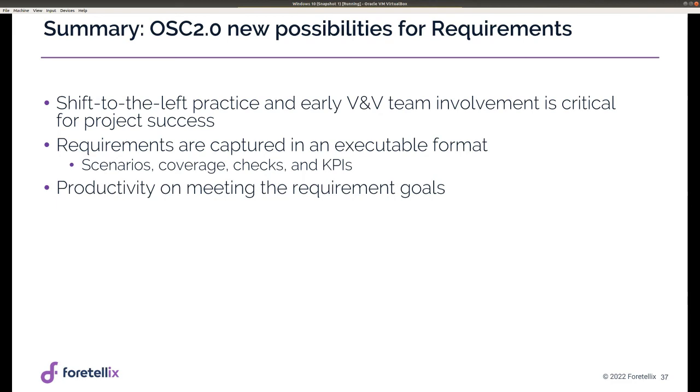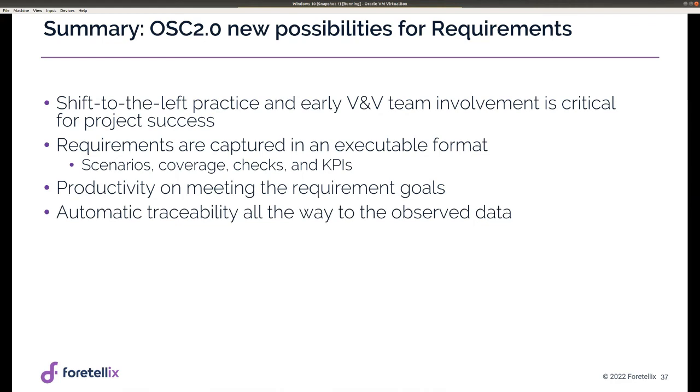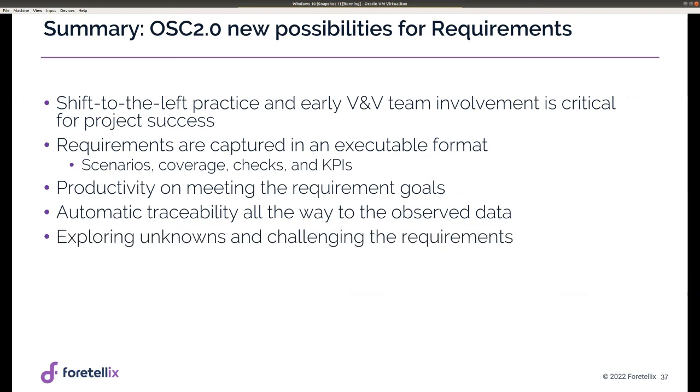There's going to be productivity in meeting the requirements goals. We've seen that every time: people raise the bar on quality. They can do more. If a lot of things are happening automatically for you, you can spend more time on a specific corner case or focus on some risky area if that's what is needed. Automatic traceability is observed all the time, from the requirement management system to the verification tool, all the way to the observed data, the data that was collected within the execution.